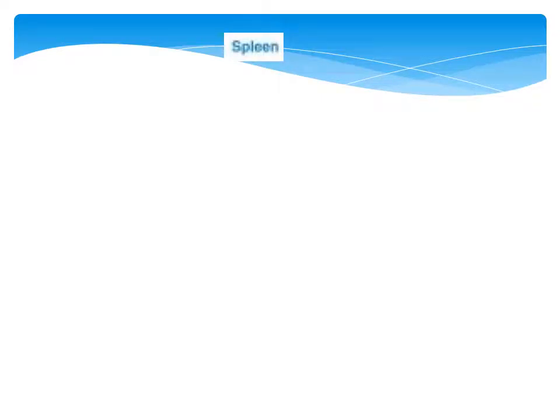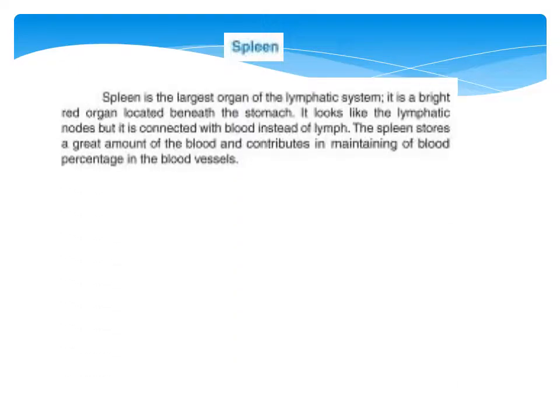Spleen. There are organs related to the lymphatic system, such as the spleen. What is the spleen? The spleen is the largest organ of the lymphatic system. What are its characteristics? It is the largest organ of the lymphatic system, a bright red organ located beneath the stomach. It looks like lymphatic nodes, but it is connected with the blood instead of lymph.